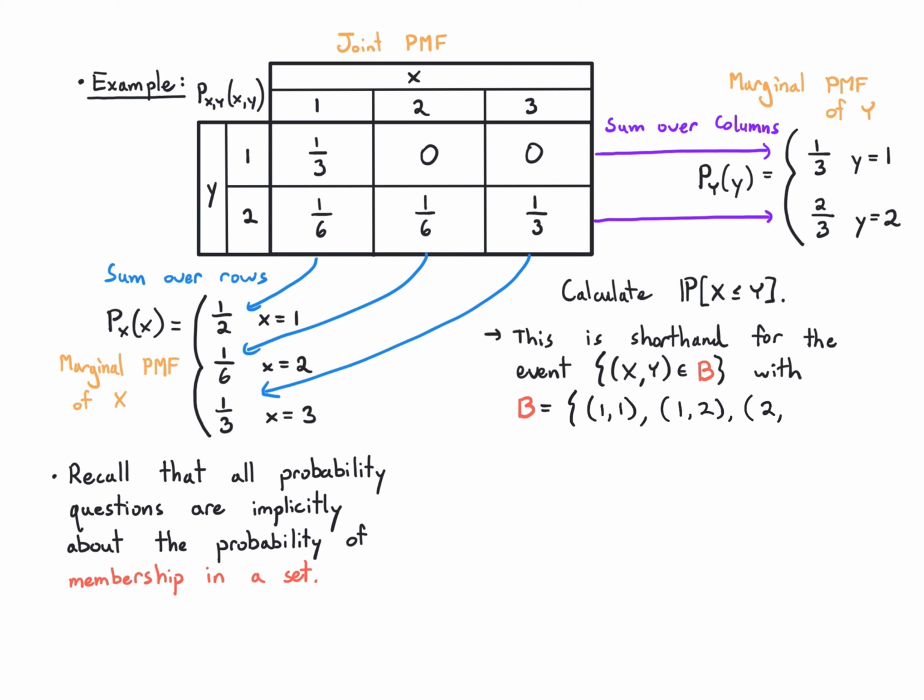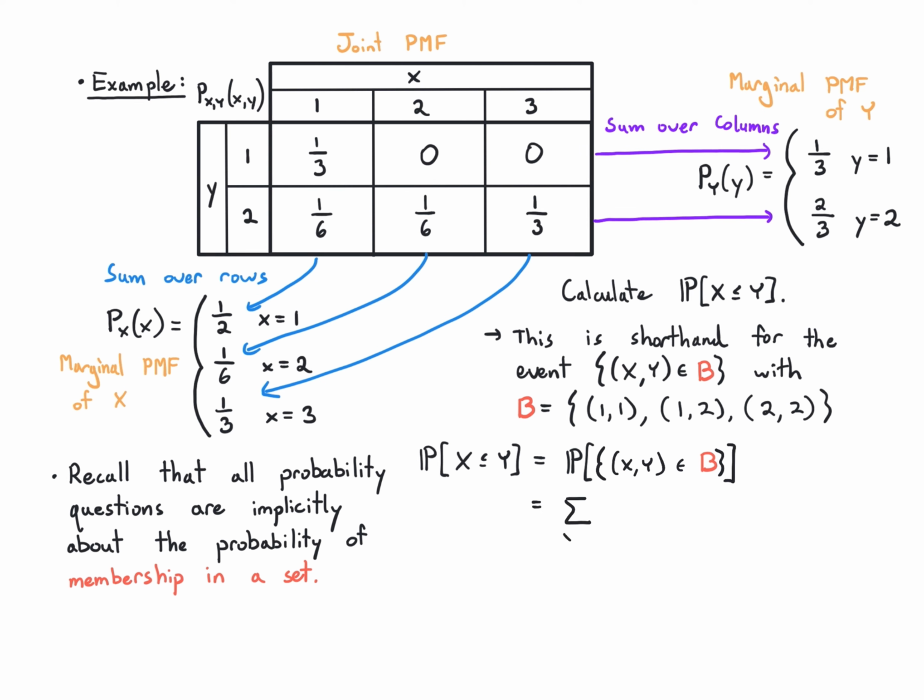1, 1, 1, 2, and 2, 2. Okay, there are other pairs. We could also look at the pair where x is 3 and y is 2. But there x is greater than y, and so it doesn't belong to this set. So only 3 out of the 4 viable pairs here; the other two have probability 0. Only 3 out of the 4 pairs with positive probability satisfy this condition, and those are the ones that go into B. So now to get the probability that x is less than or equal to y, I'm really asking about the probability that (x, y) belongs to this particular set, and I had to work out that set.